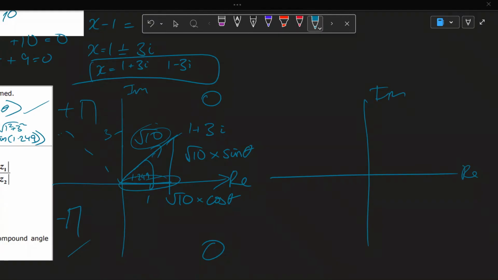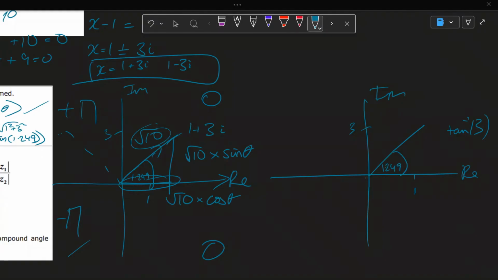So I've said before that the argument is essentially just the angle from the positive real axis to your complex number. Like we have here, just use 1 plus 3i as before: 1, 3, this angle. That will just be tan inverse 3, which would give you 1.249 radians. That is fine, we've dealt with that before.